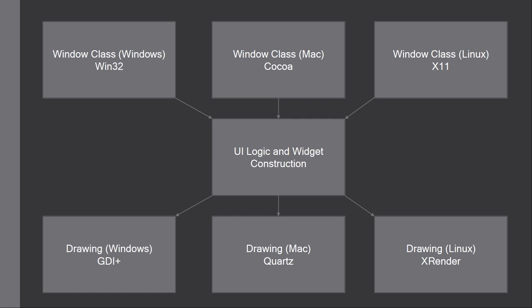And the rendering system, again, we have this layer of abstraction, it does the exact same thing with three different APIs. On Windows, it uses GDI+. On Mac, it uses Quartz. And on Linux, it uses something called XRender.